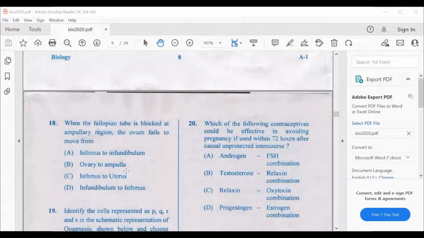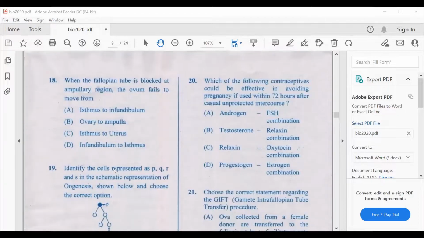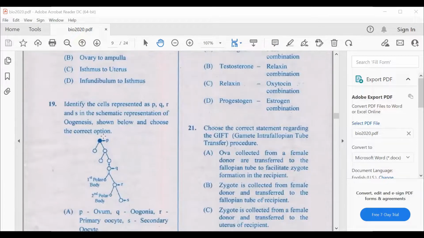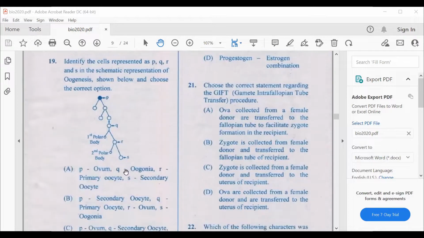Okay. The next question is, identify the cells represented as P, Q, R, and S in the schematic representation of oogenesis shown below. Oogenesis in female, egg formation, and choose the correct option. P, then this one, Q, R, S. You have to find what is P, what is Q, what is R, and what is S.